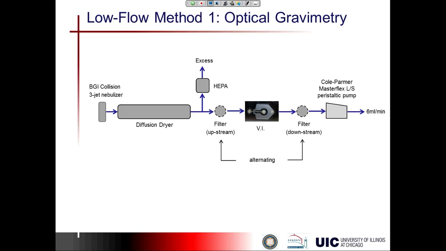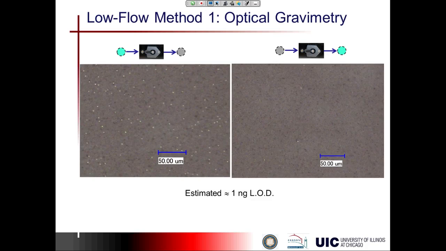But if we use the right type of filters, we actually can see them optically, right? So here are some particles upstream of the impactor, of the virtual impactor. Here are some particles downstream, right? We have the same flow rate. We have the same concentration of the particles, approximately. And then we can actually count the particles optically in an optical microscope.